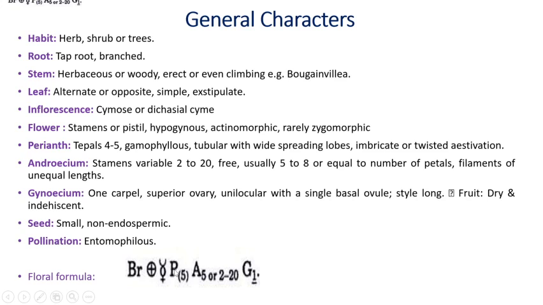Capital P stands for perianth. Then 5 stands for the number of tepals and the bracket stands for gamophyllous. That means all the tepals are fused, forming a tubular perianth. Capital A stands for androecium. Individuals of the androecium are nothing but the stamens. The number of stamens here is 5, or in some plants 2 to 20.